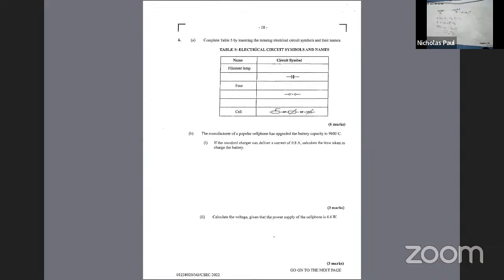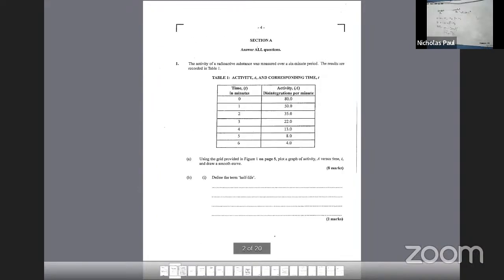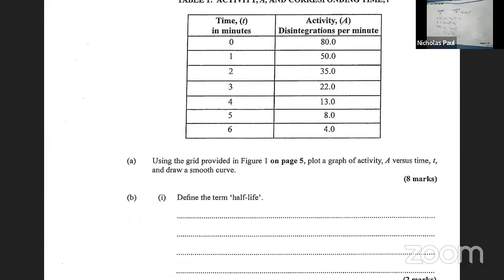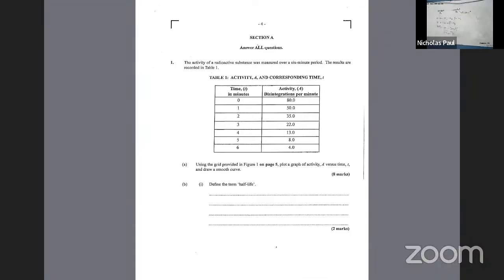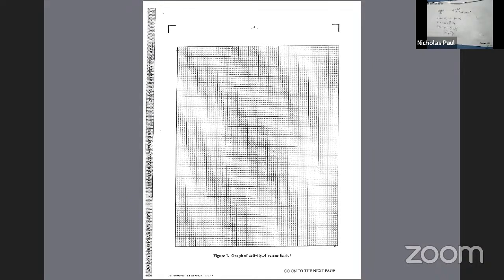Oh, shucks. This one had radioactivity, was it number 1? Oh, yeah, number 1. Right, so, all right, we'll skip, or should I make it a graph, right? Yes. Right, help me out here.